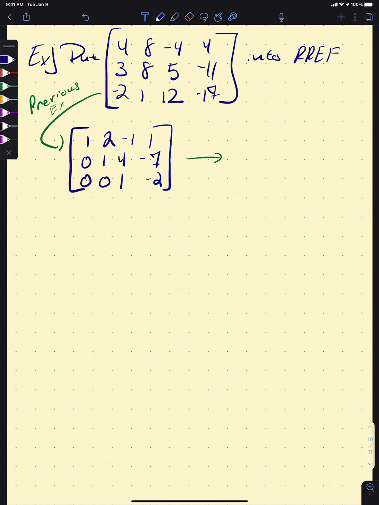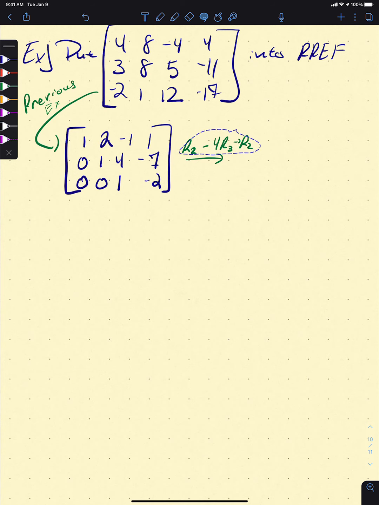So it looks like we're going to take row 2. We're going to do that in green. We're going to take row 2, subtract from it 4 times row 3, and then use that to redefine row 2. Okay, I got a little big, so I will shrink them down so that we can fit.